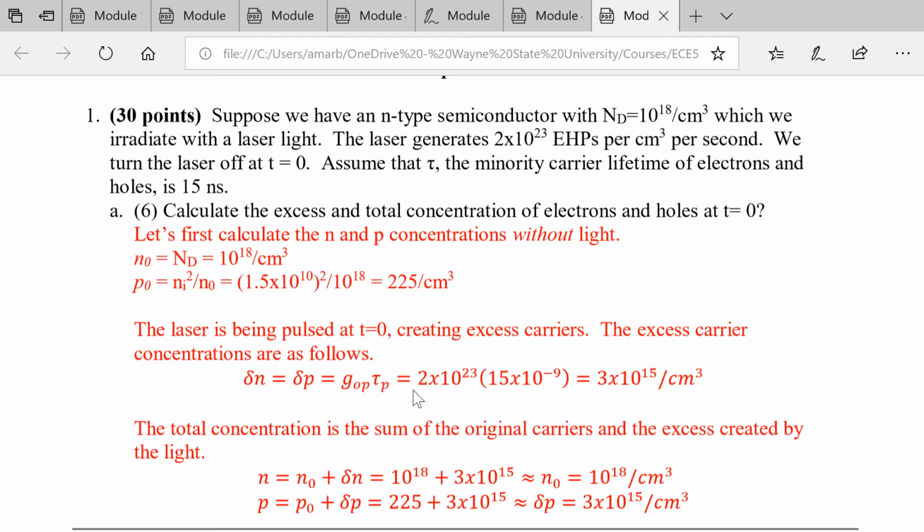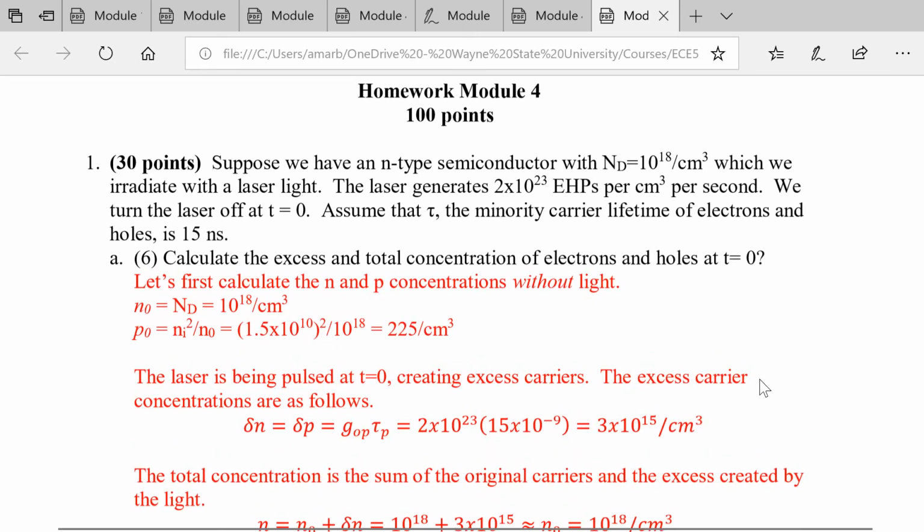So the units here, this is electron hole pairs per centimeter cubed per second, and then this is given in seconds. So those cancel out, and you're left with 3 times 10 to the 15th per centimeter cubed. You're shining light on the material, you created excess carriers. All we did was calculate the excess carriers in part A.